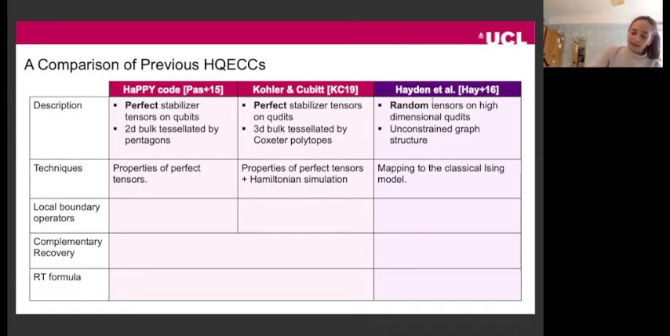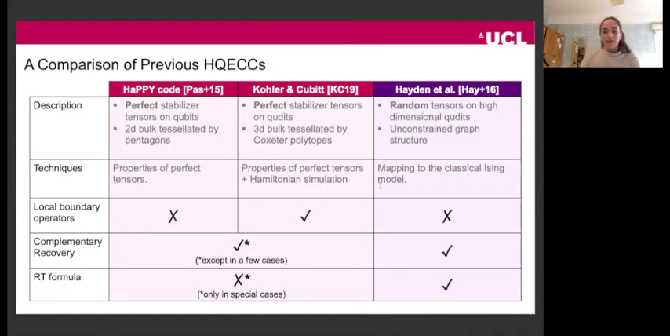A different approach is taken in this 2016 paper by Hayden and others, which demonstrated that random tensor networks had also some properties of holographic duality. So they're using random tensors on high dimensional qubits, and in general an unconstrained graph structure. And the main technique of this paper was to use this mapping to the classical Ising model in order to show that these tensor networks also have properties of holographic duality.